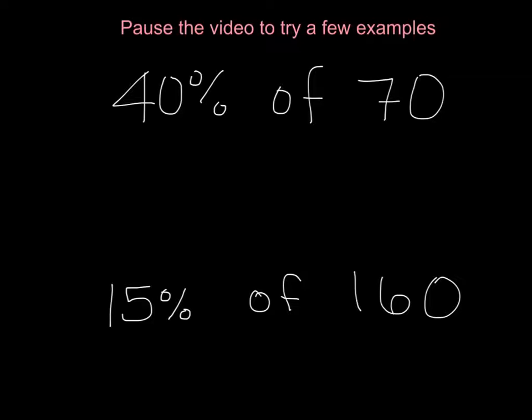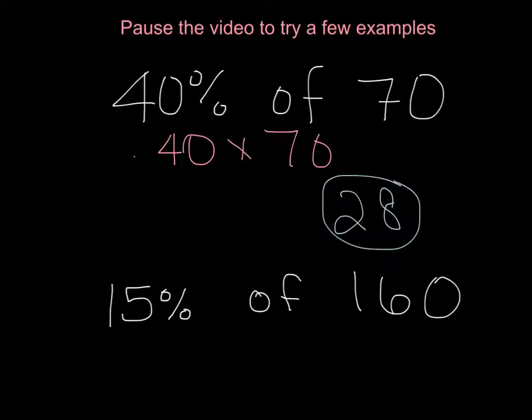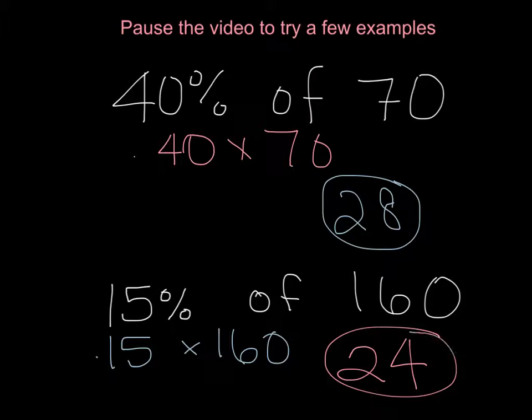The first example says 40% of 70. So you turn it into a decimal and then you multiply it by 70 and you should get your answer of 28. So 40% of 70 is 28. Turn the 15% into a decimal and multiply it by 160 and you should get 24. So 15% of 160 is 24.